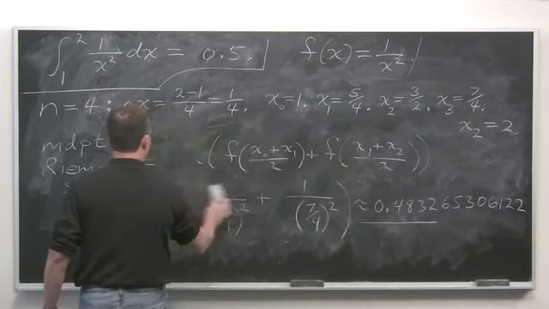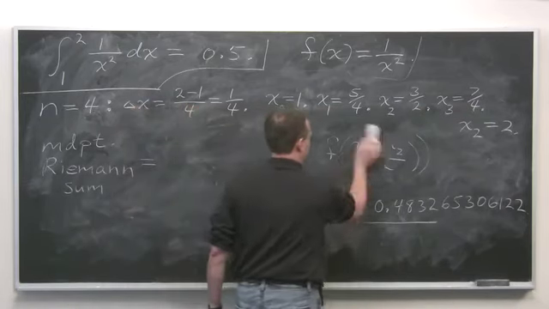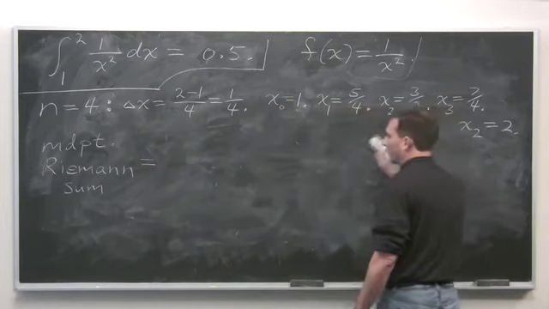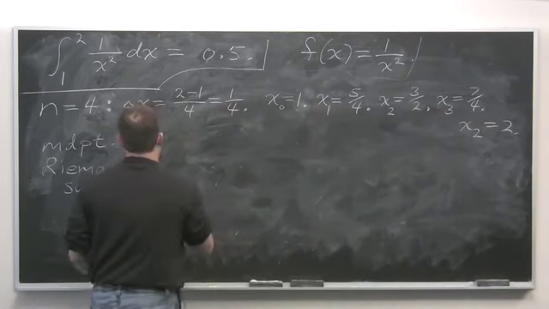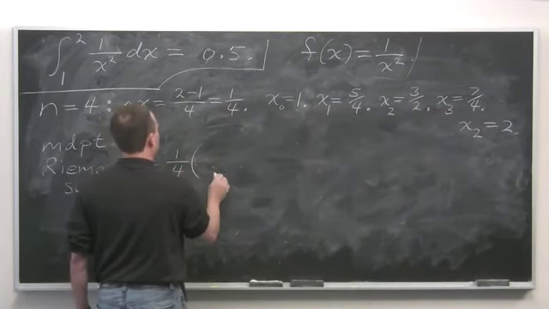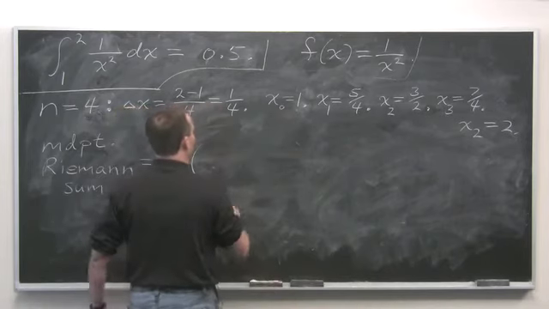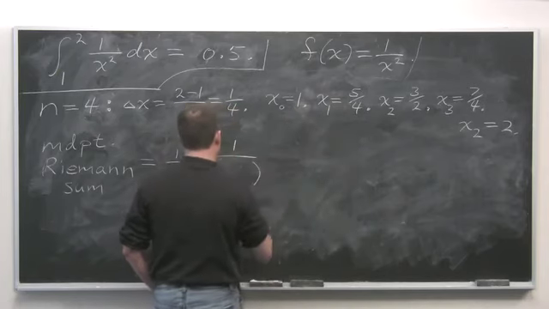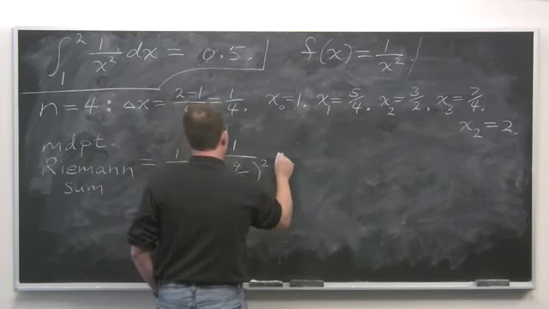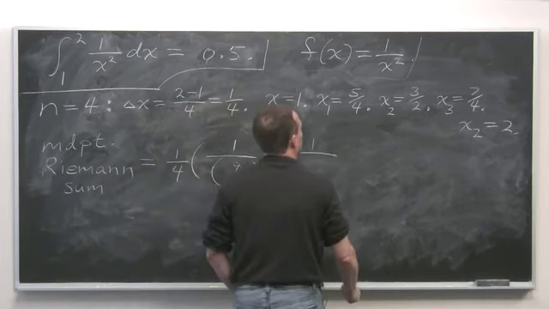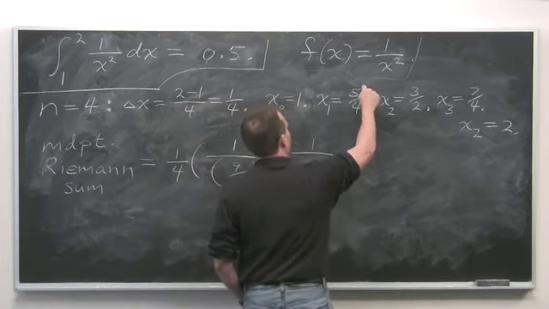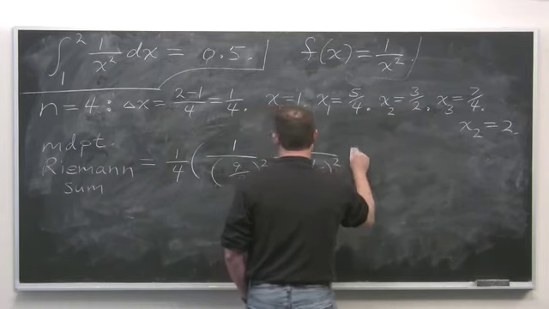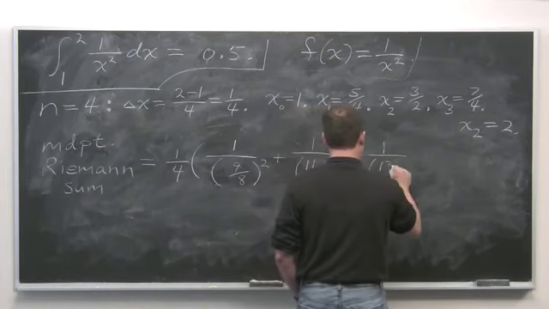And what do you get for the midpoint Riemann sum? Well, we get delta x, so that's a fourth, and then you just add the values of the f's at the midpoints of the subintervals. So you get 1 over, all right, this is 4 fourths, 9 fourths, 9 eighths squared, plus 1 over, and then you get 5 fourths plus 6 fourths, 11 fourths, 11 eighths squared. And then you add 1 over 13 eighths squared.